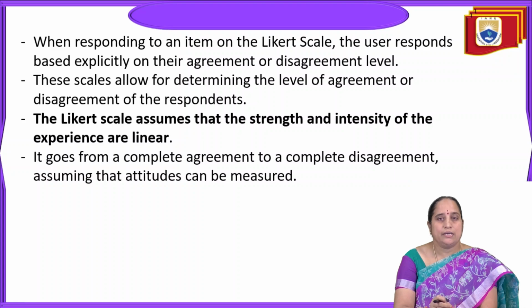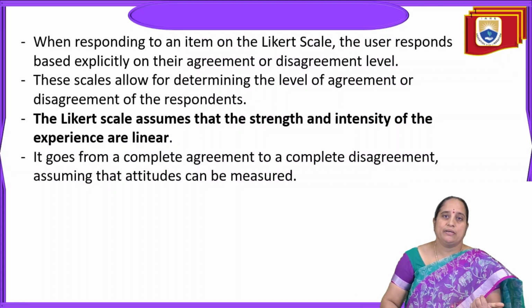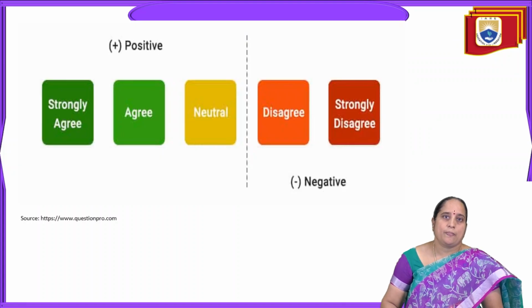The Likert scale assumes that the strength and intensity of the experience are linear. Linear means both the strength as well as the intensity move in the same direction. So it goes from a complete agreement to a complete disagreement, assuming that attitudes can be measured. In that way, we formulate the Likert scale in 5 point, 7 point. Sometimes it depends on the individual researcher how they set these scales.